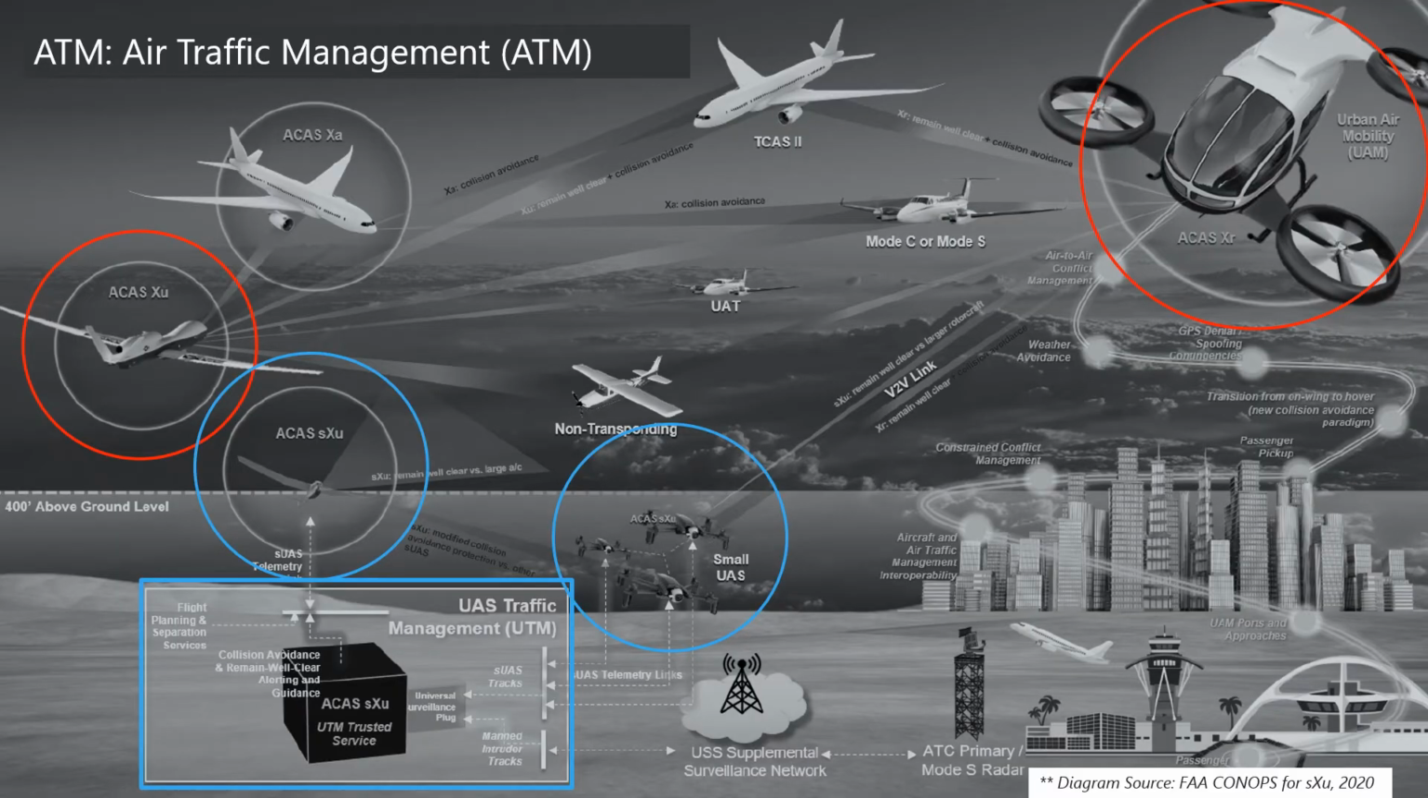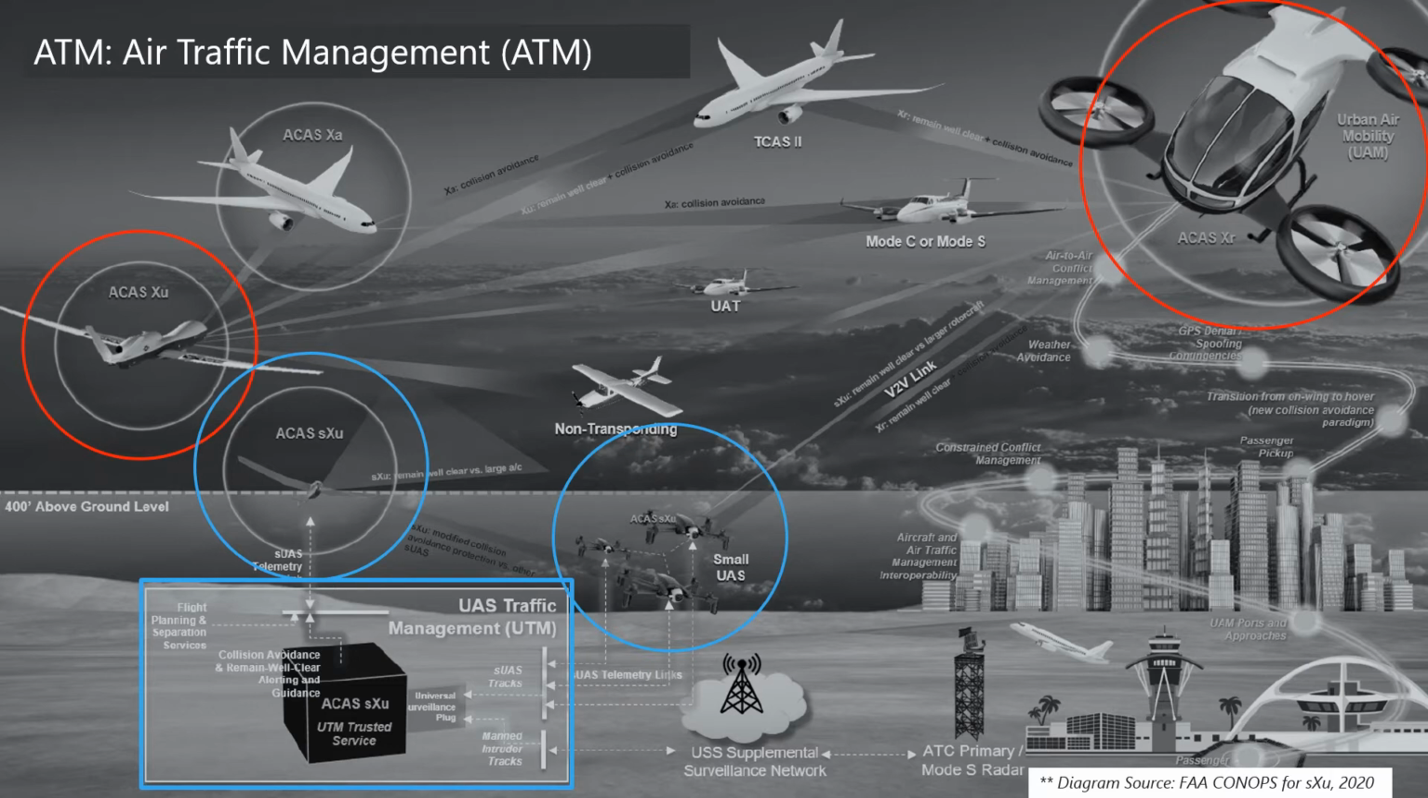A point of confusion we often run into when discussing DAA with customers is UTM, or UAS traffic management. The FAA and NASA are working together to define a UTM system where below 400 feet in certain areas, unmanned aircraft will interoperate in a system different from the overall air traffic management, or ATM system.